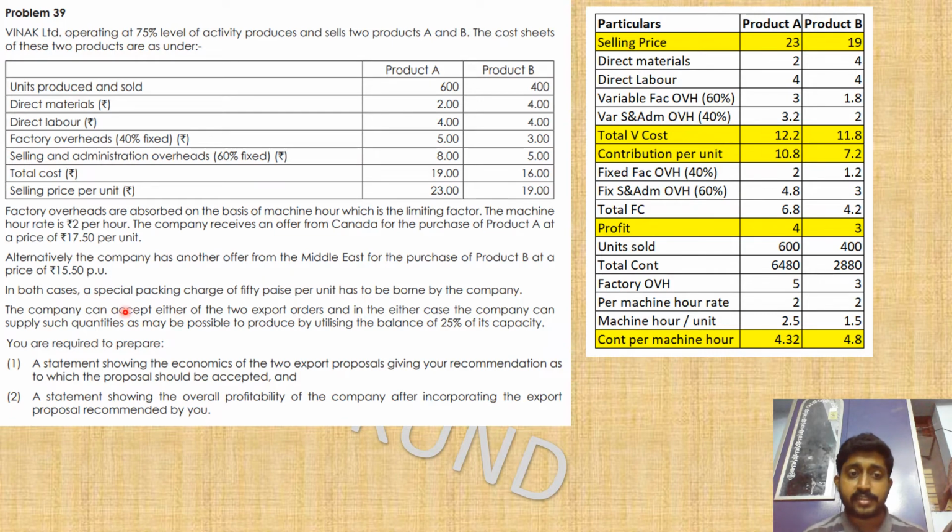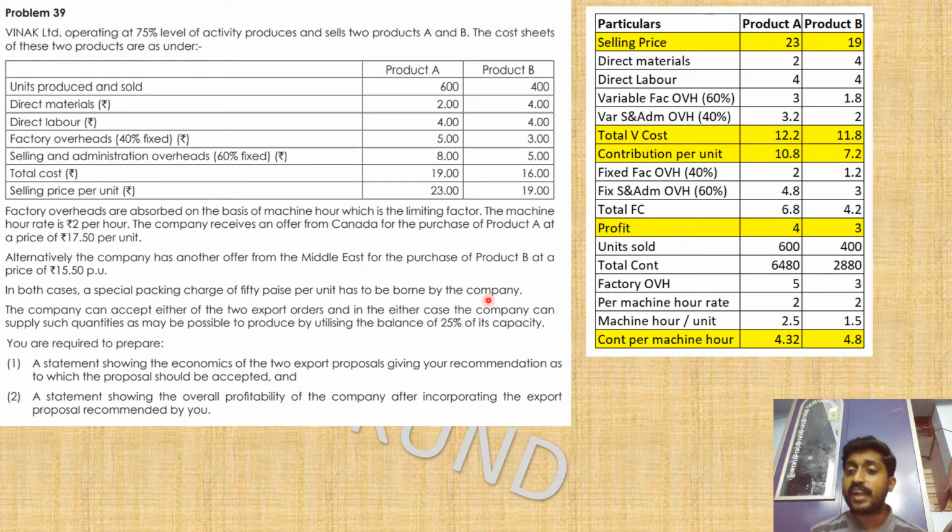In both the cases, a special packing charge of 50 paise per unit has to be borne by the company. So which means for sending this item through sea to the relevant countries, you have to make a more worthy packing.